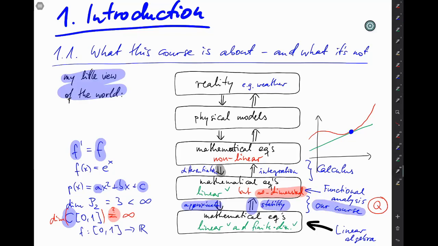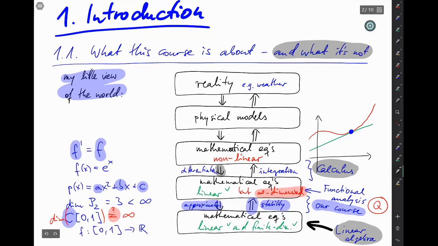Okay, just to be fair, what is this course not about? Maybe I should also say a few words about this. So it's not about turning nonlinear problems into linear problems. This is what calculus does for you. It's not about solving these problems down here. This is what linear algebra does.